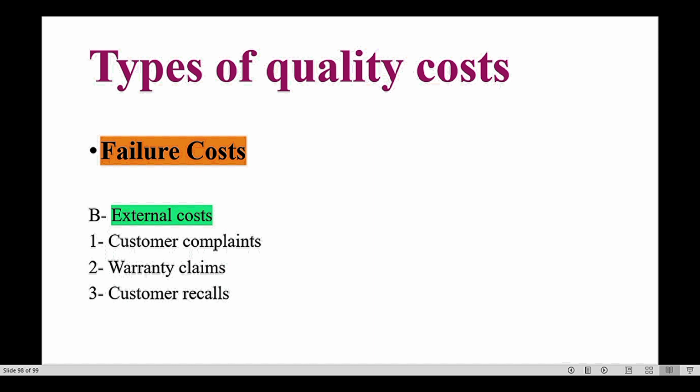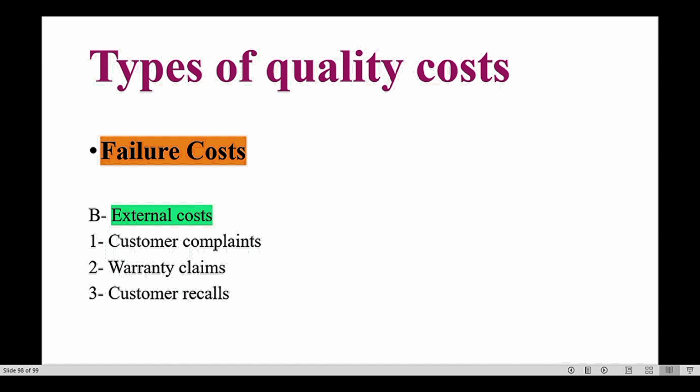The second part of the failure cost is external cost. External costs are related to customer complaints, warranty claims, customer recalls. These costs are very dangerous. They can damage the image of the company, and they can also lead to losing customers. So they can shut down the business due to unavailability of potential customers. So these costs must be reduced as much as possible, and the failure cost can be reduced only by working on the first two costs: preventive cost and the appraisal cost.